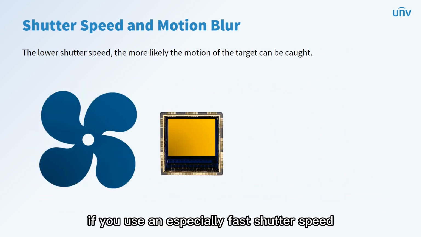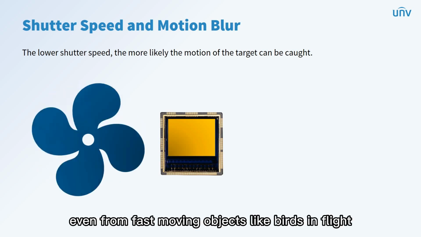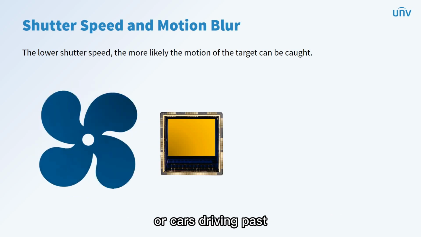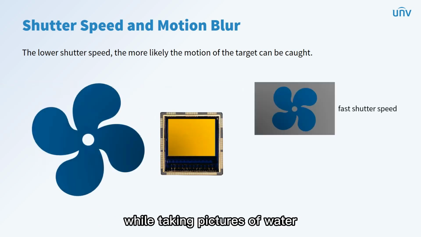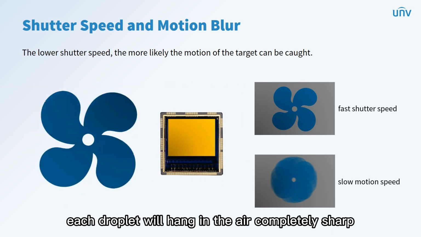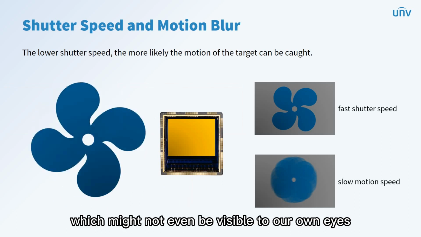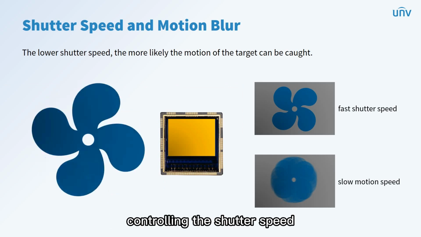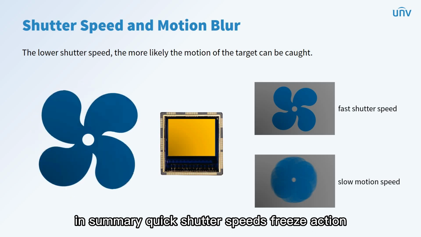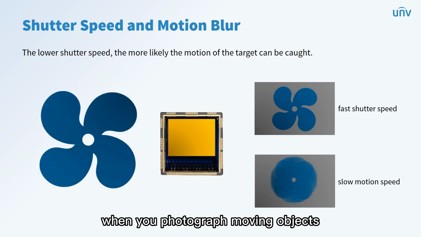If you use an especially fast shutter speed, you can eliminate motion even from fast-moving objects, like birds in flight or cars driving past. If you use a fast shutter speed while taking pictures of water, each droplet will hang in the air completely sharp, which might not even be visible to our own eyes. All of the above is achieved by simply controlling the shutter speed. In summary, quick shutter speeds freeze action, while long ones create an effect of motion when you photograph moving objects.